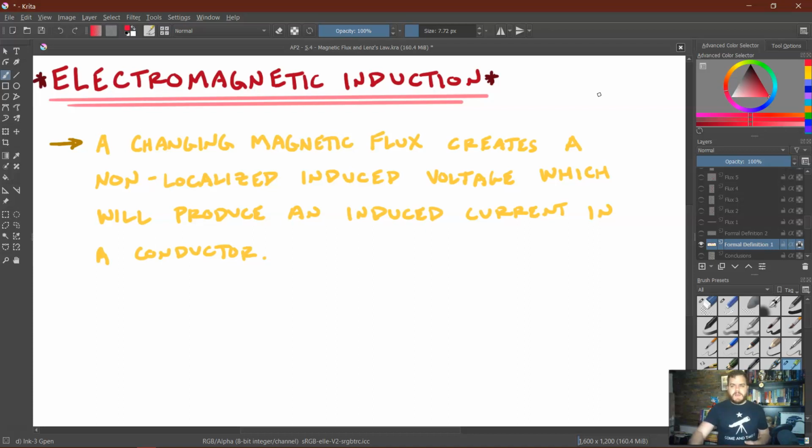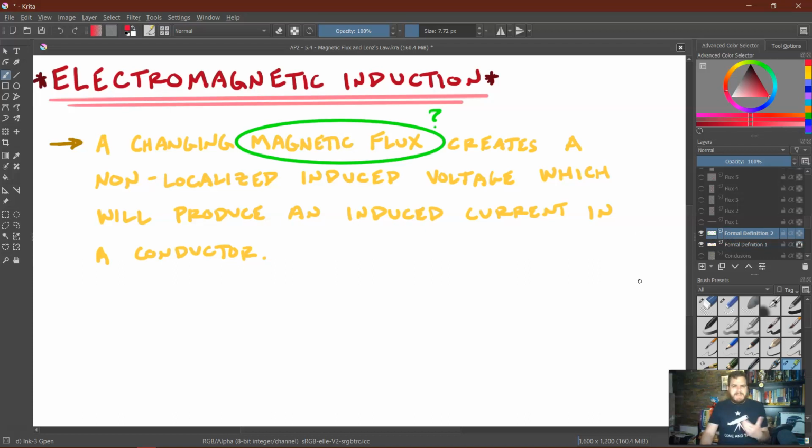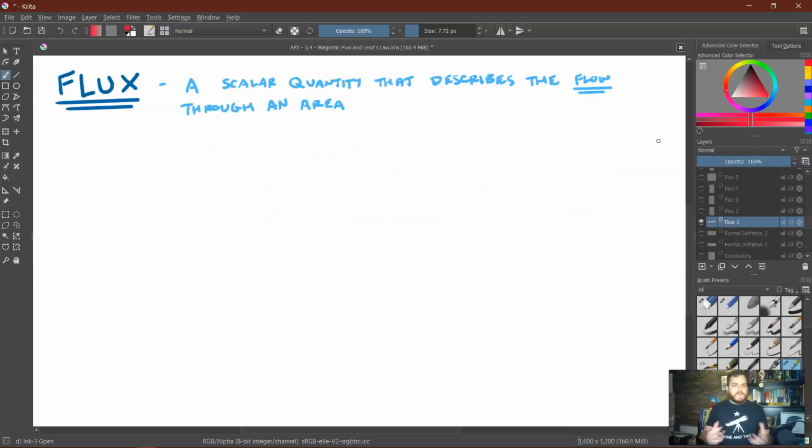Let's start off by talking about what we mean by magnetic flux. What is a magnetic flux? Because we were just talking about magnetic fields. Flux is going to be a new concept for you, and this is something that comes up a lot in, once again, vector calculus, so higher level mathematics, and additionally in higher level physics. Flux is a quantity that describes the amount of flow through an area.